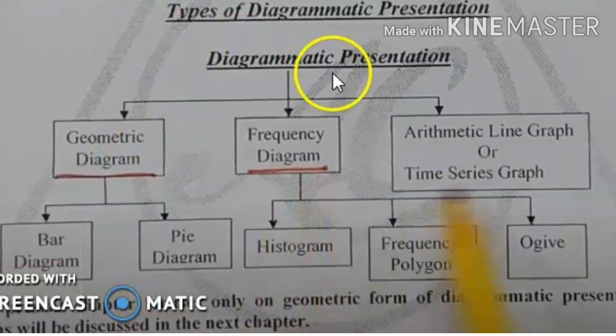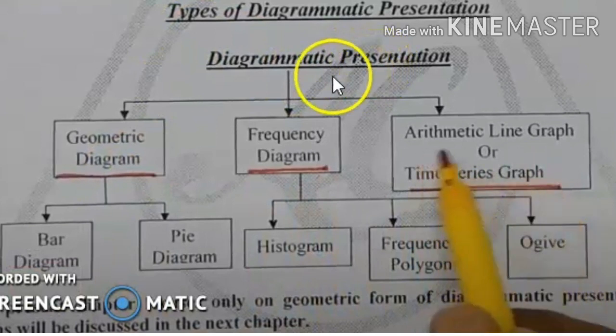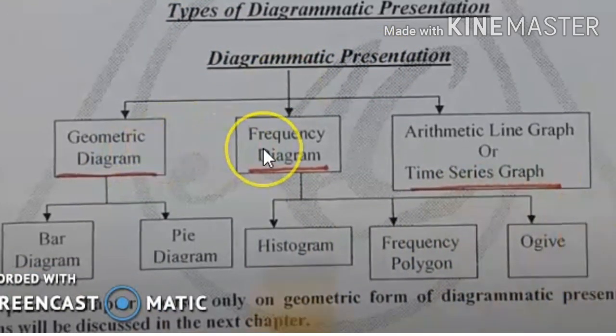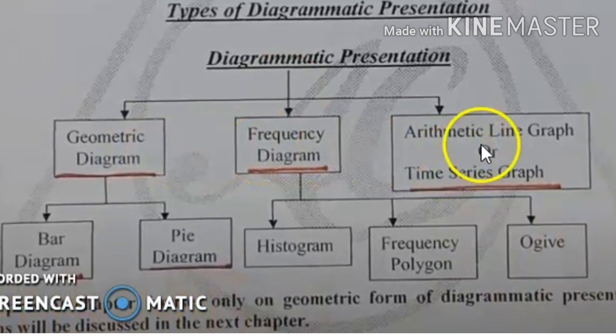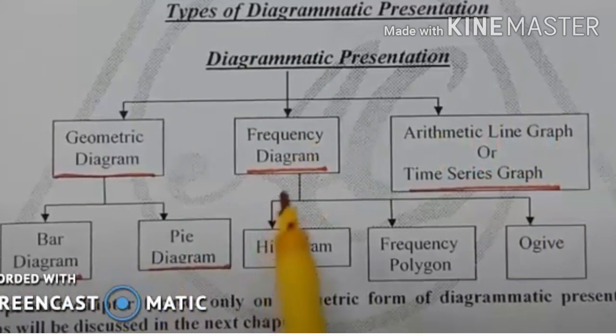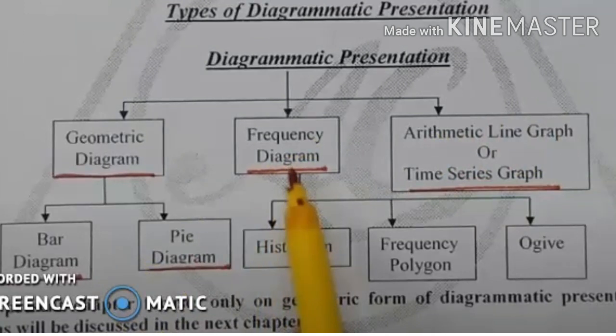Types of diagrammatic presentation. Diagrammatic presentation is divided into three: geometric diagram, frequency diagram, and arithmetic line graph. The geometric diagram is divided into two: bar diagram and pie diagram. The frequency diagram is divided into three: histogram, frequency polygon, and ogive. Next we are going to see each graph in detail.